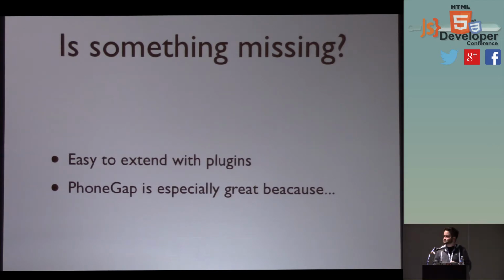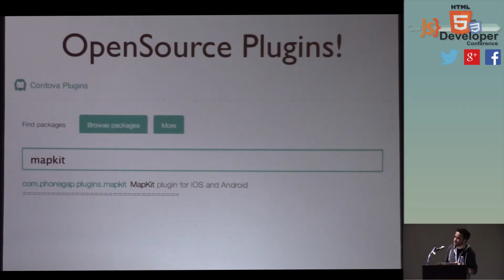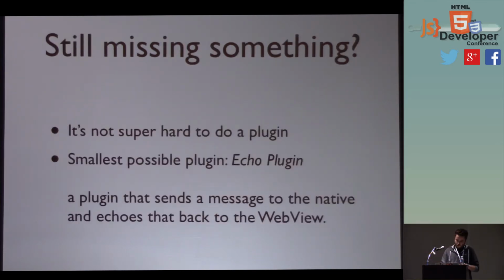And if something is missing, it's really easy to extend with plugins. PhoneGap is really great because there are plenty of open source plugins available. For example, if you want to use native maps in your app instead of JavaScript, Leaflet, or Google Maps, you can just search for a plugin, and you get a plugin for iOS and Android where you can use the native map. That's way better than what you can do with Leaflet or Google Maps. And if you're still missing something, it's really not super hard, because you don't have to learn everything about native coding. You can just do the really, really small thing there.